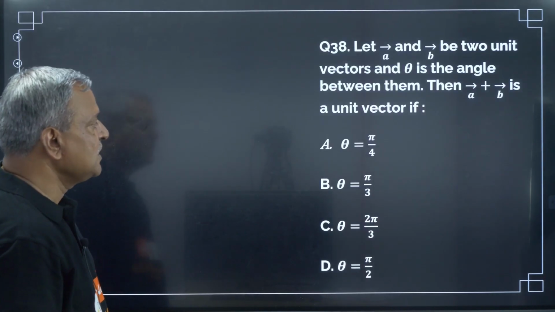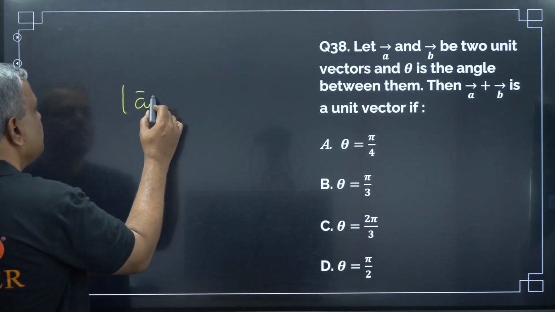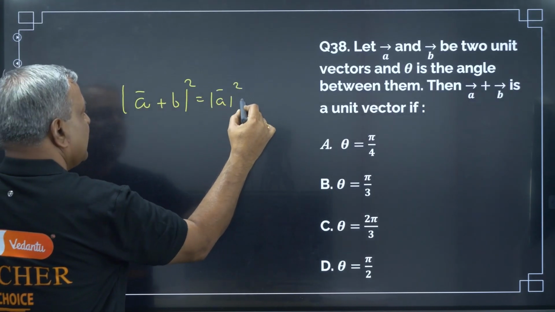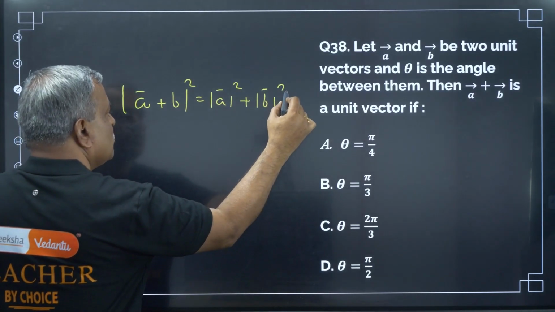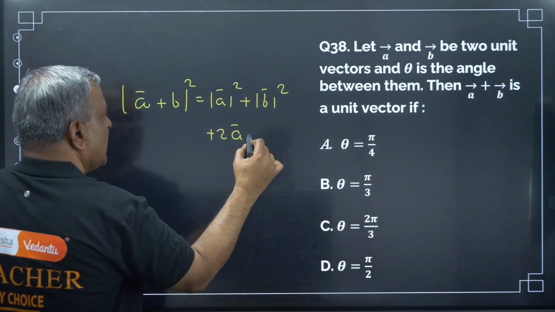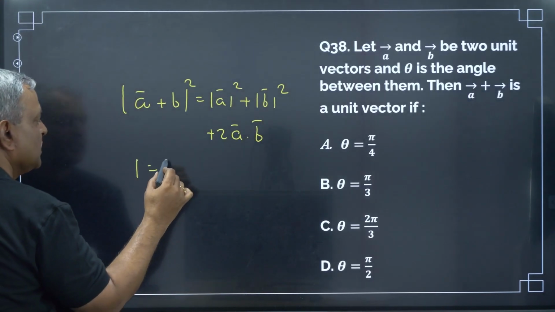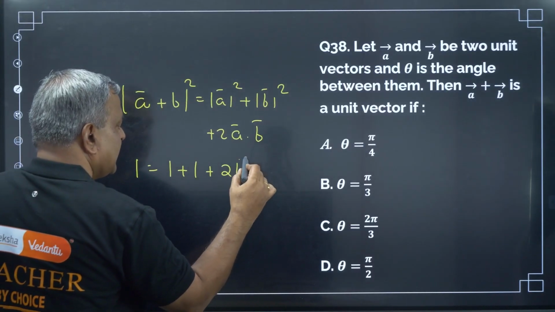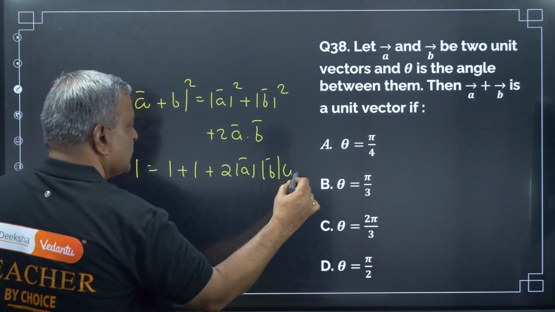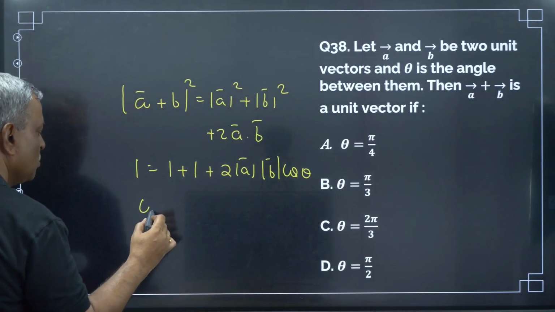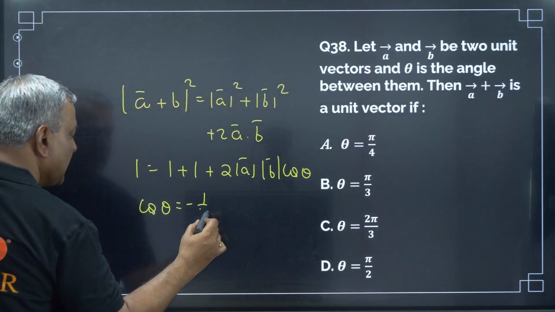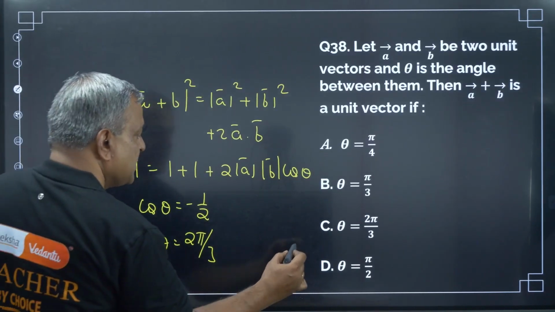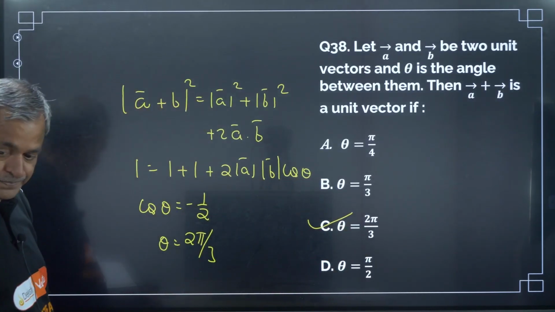So 2 unit vectors are given to you. A plus B whole square is what? A vector whole square plus B vector whole square plus 2A dot B is equal to 1 plus 1 plus 2 mod A vector mod B vector cos theta. So this will give you cos theta is equal to minus 1 by 2, theta is equal to 2 pi by 3. Second quadrant, theta is equal to 2 pi by 3.